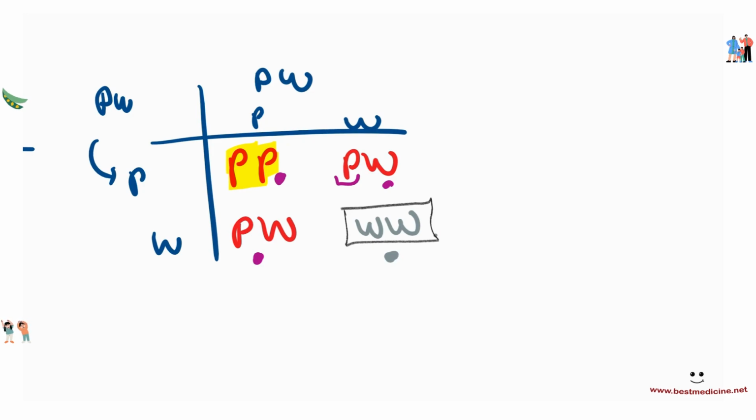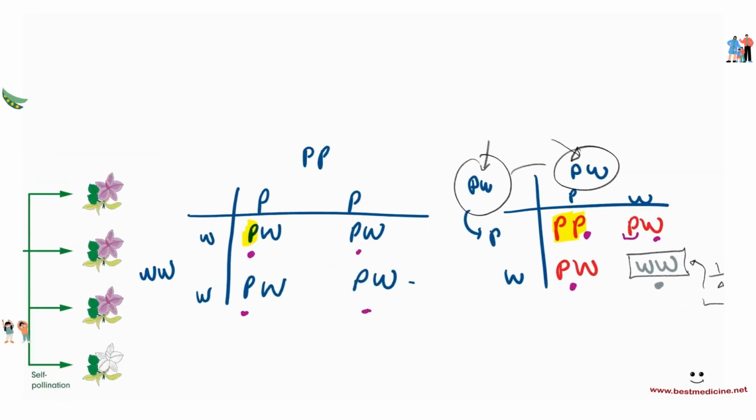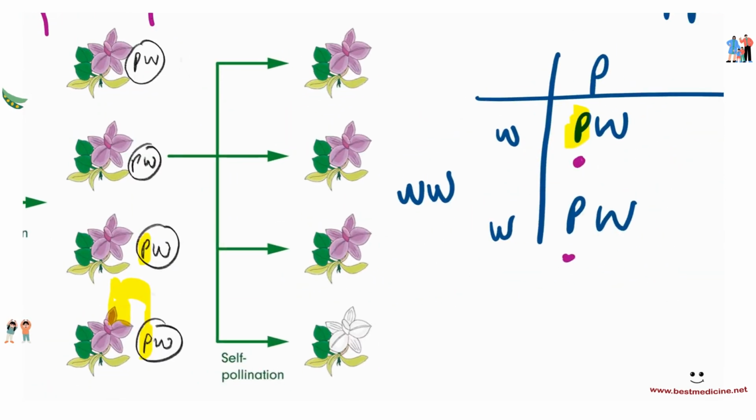What I mean by this is that if I have a cross between two purple flower-producing plants that have one white allele and one purple allele in their genotype, then you're going to have 1/4 of all the flowers as white. Okay? Let's have a look here and try to explain this.